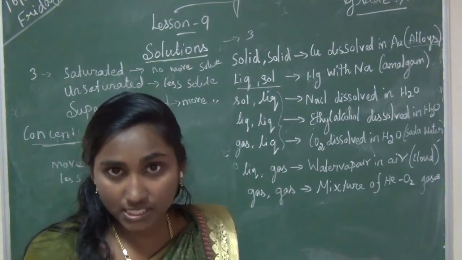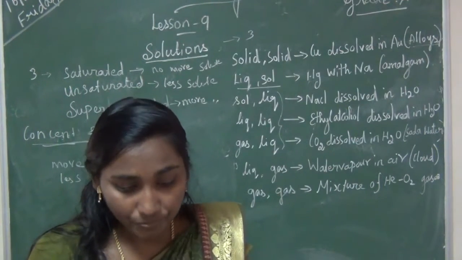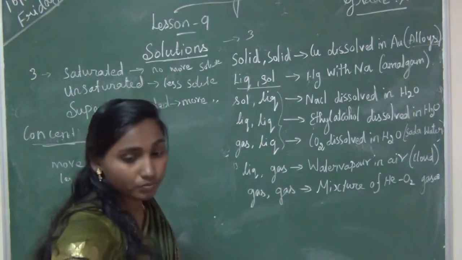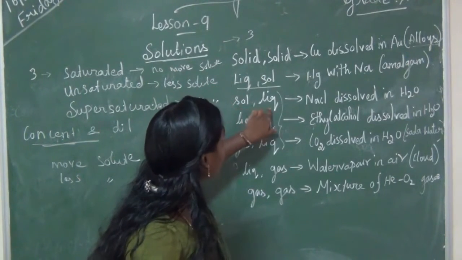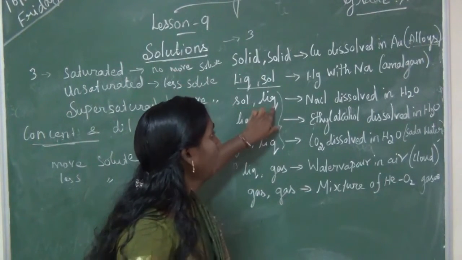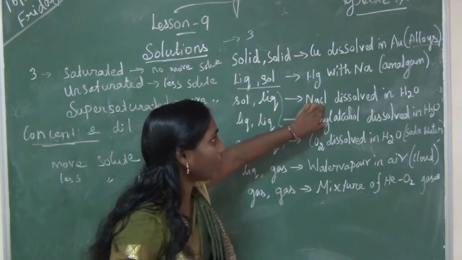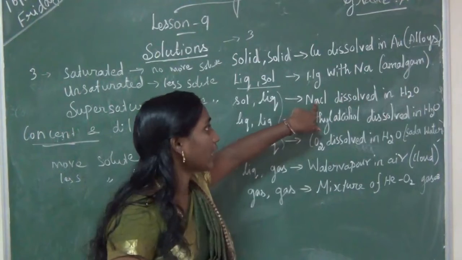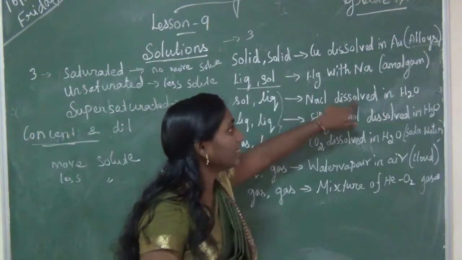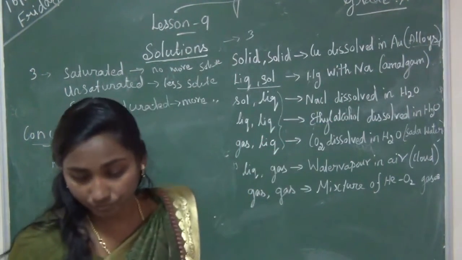Then second subdivision, same question, second subdivision. Solid in liquid. This third one. Solid in liquid. Sodium chloride dissolve in water. Solid in liquid. Write it. Sodium chloride dissolve in water.